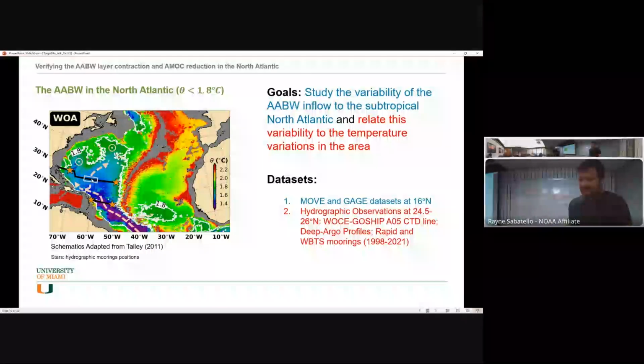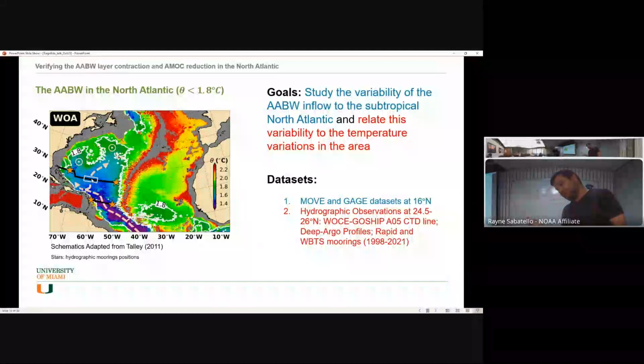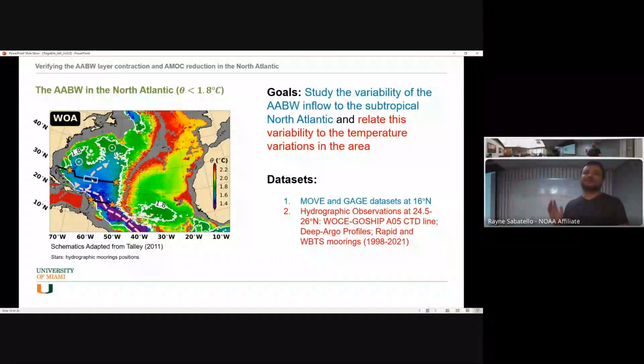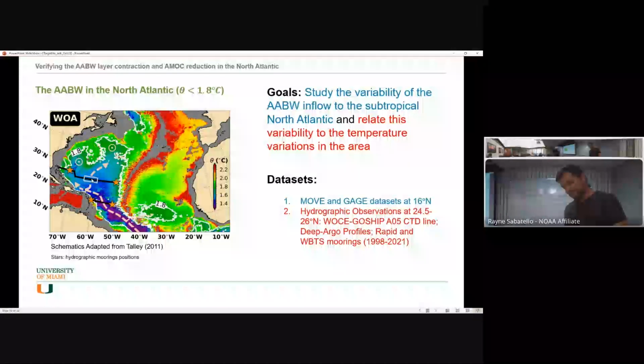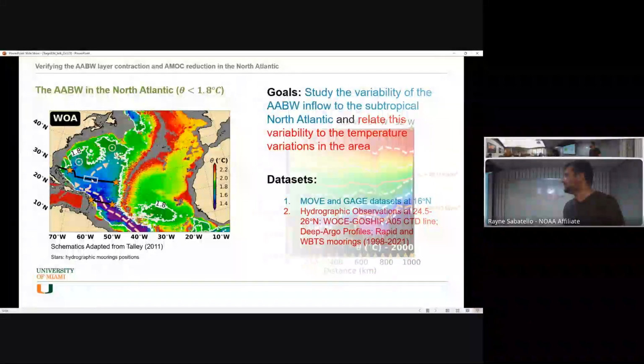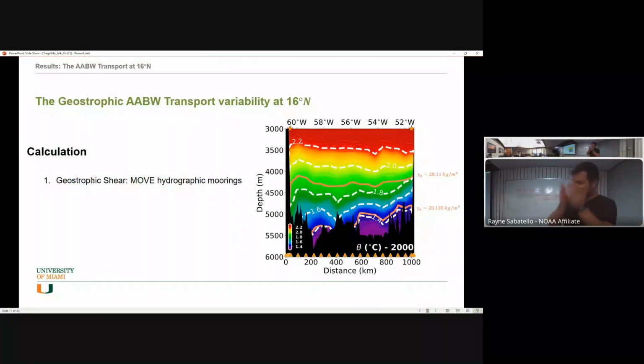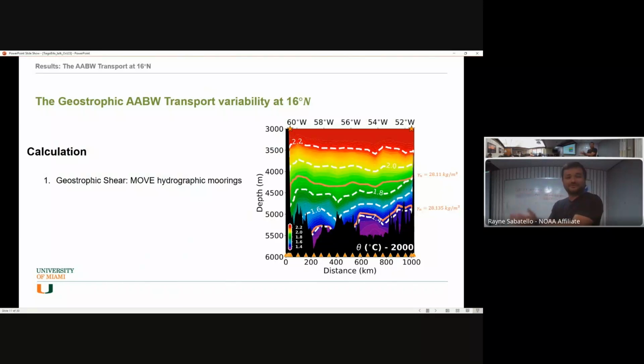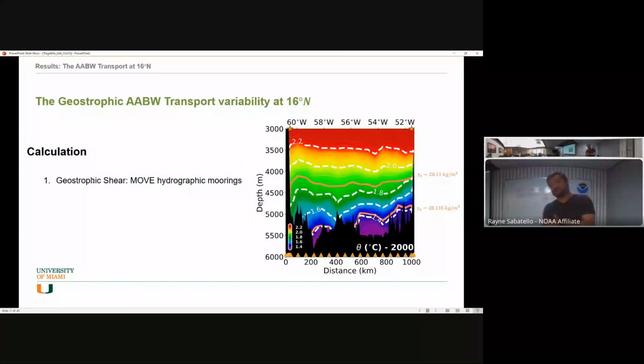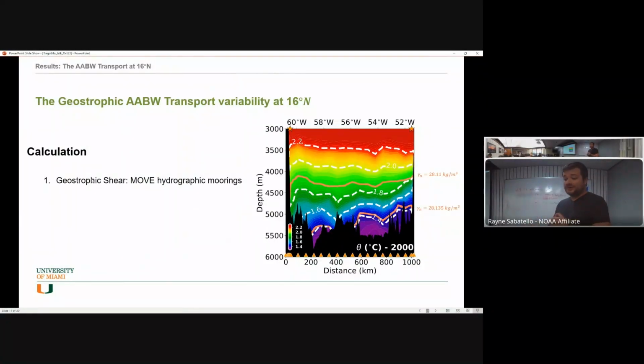All right. Not so lucky because the data were not that great, but the temperature and the pressure data was pretty much good in all profiles, so we were able to use that as well. Okay, so when I talk about Antarctic bottom water variability or flow variability, I'm talking about geostrophic flow integrated across 16 North using the MOVE. All right, and this is done following 4 steps.